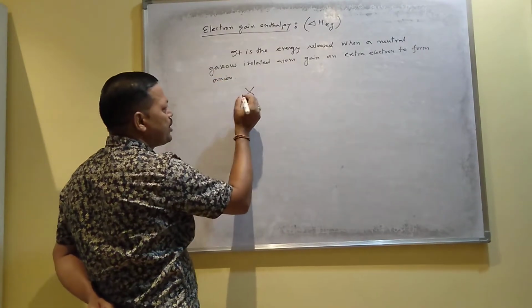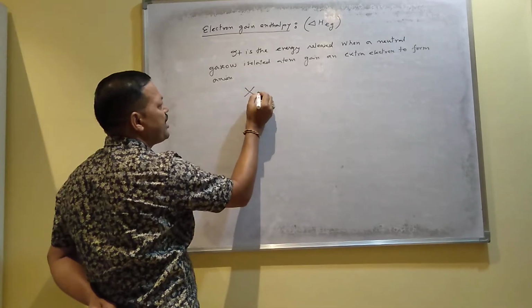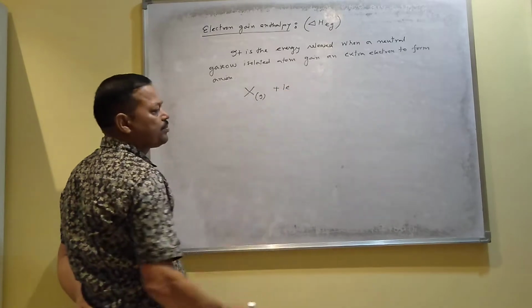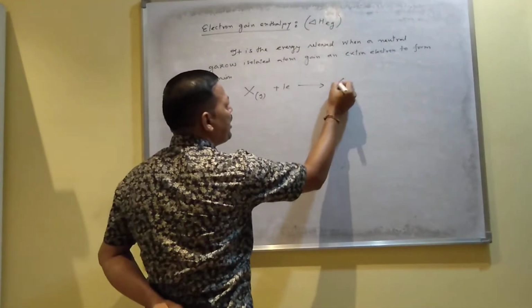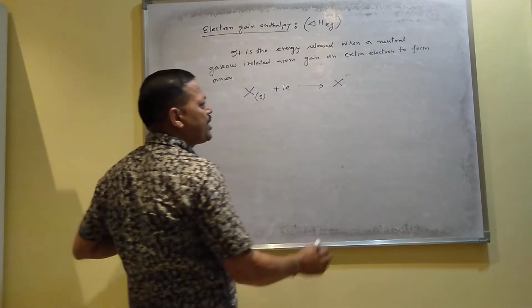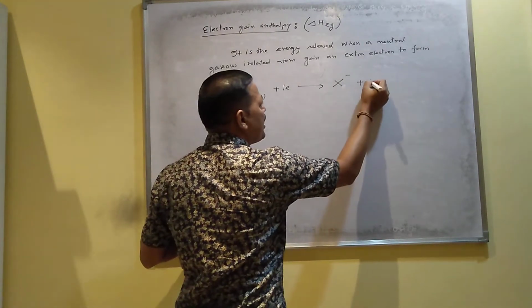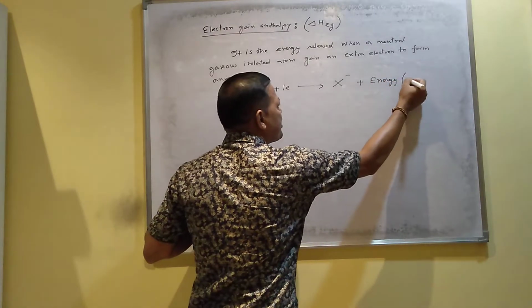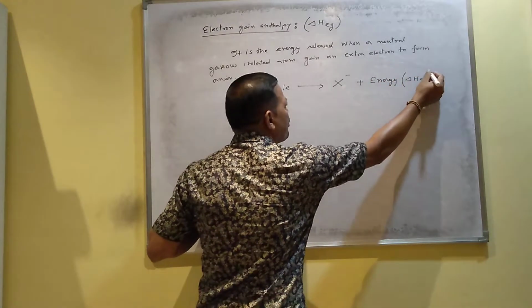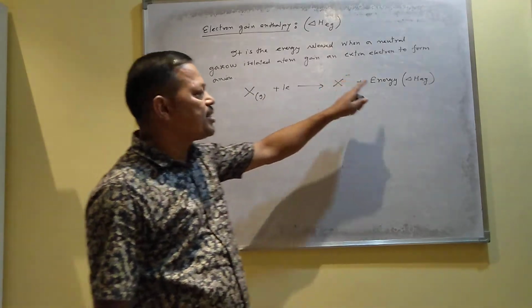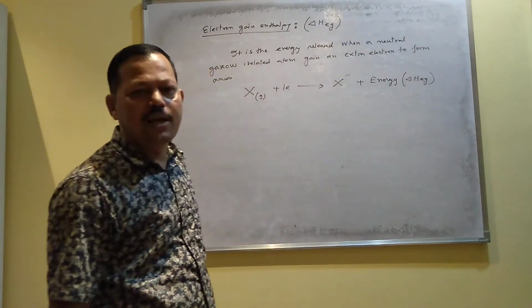Suppose this is one of the neutral elements and this is in the gaseous state. When it gains one electron, then it produces the anion X minus, and after production of X minus anion, it releases one energy, and this energy is called electron gain enthalpy. I mean, after gaining the electron, how much energy is released, that is called electron gain enthalpy.